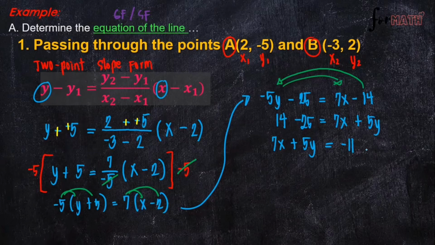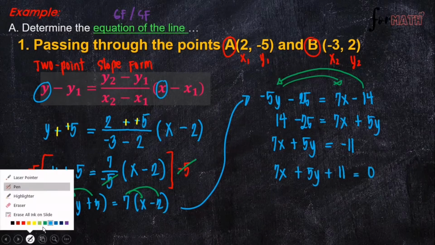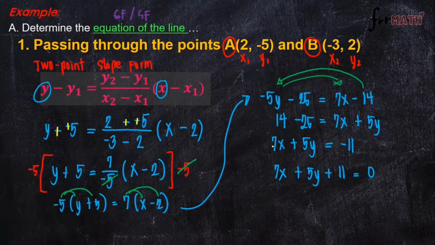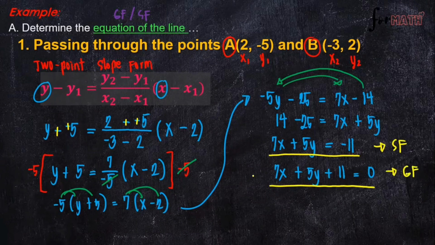Okay, so ito na po yung ating standard form. Kung gusto naman natin siya i-change into general form, so magkakaroon ka ng 7x plus 5y and then plus 11 equals to 0. So, ayan na po yung ating equation of the line. So, ito yung ating standard form. Ito naman yung general form. Okay? So, yun na po yung ating final answer.